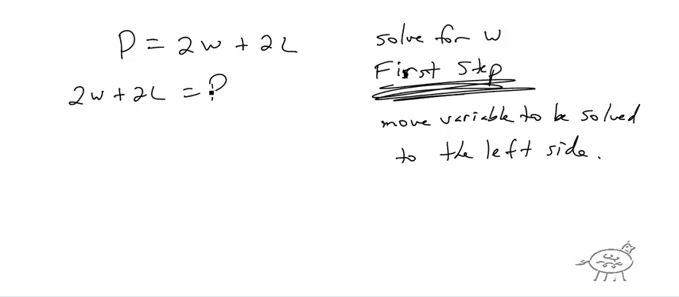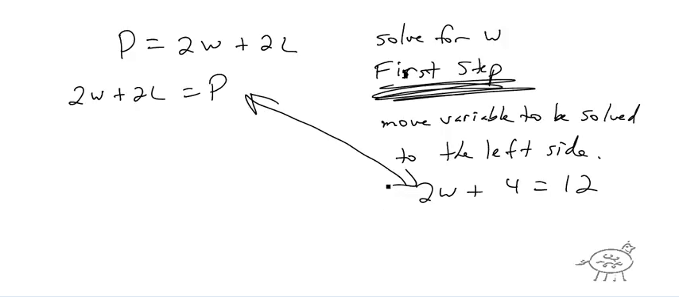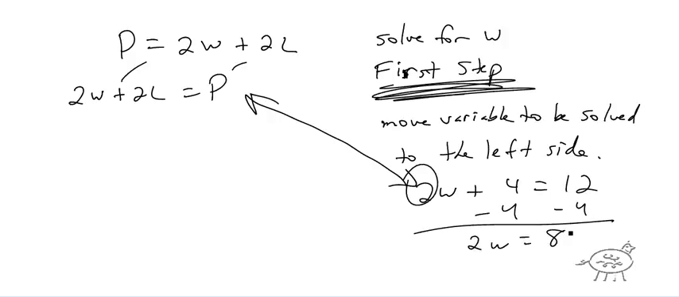So I'm solving for W. Let's go back to a different problem. What if I had 2W plus 4 is equal to 12? That's really the same thing as that. I have addition, I have it equal to something, and I also have multiplication here. So what do you do with this? Don't you subtract 4 from both sides? So you get 2W equals 8. Okay, I'm going to do the same thing, except I'm going to subtract 2L.